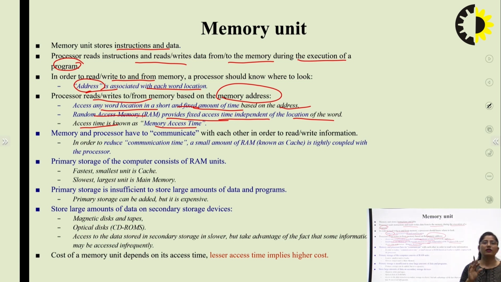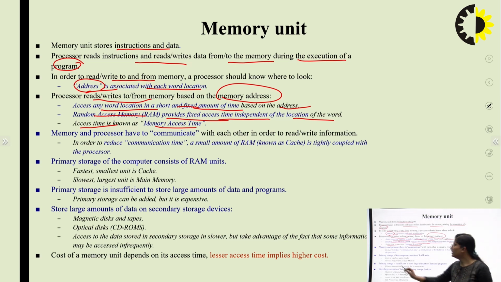So here we know three things. First, the instruction and data are to be stored in memory. Second, you need an address to execute, store or fetch the instruction. If you don't have the address, RAM provides a fixed amount of time, and if you are not able to reach that address in that time, your task will not be executed. And the time taken for accessing the memory is known as memory access time.